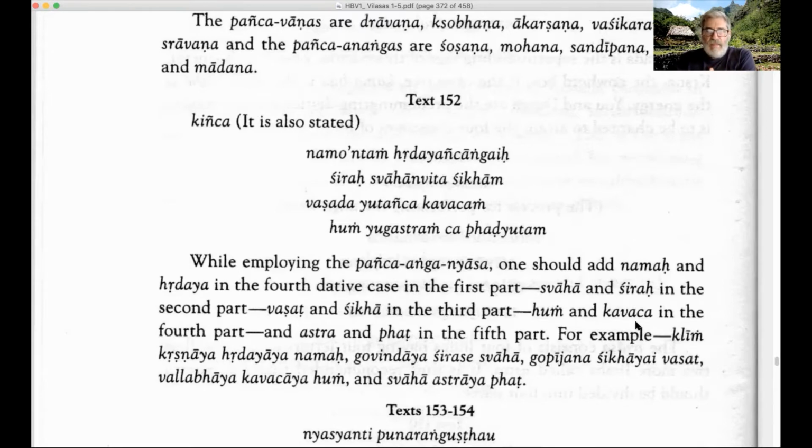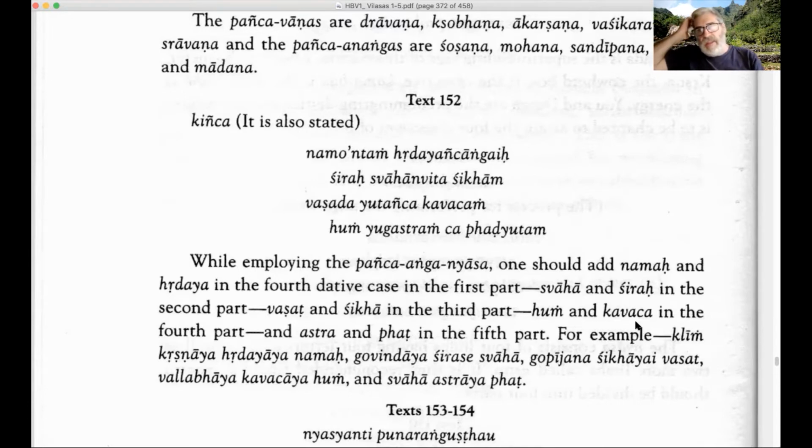So Hridayaya and Namaha go together, right? Govindaya Shirase Swaha. So Shirase and Swaha go together. Gopijana Shikaya Vashate. So Shikaya and Vashate go together. Valabhaya Kavachaya Hum, right? So Kavachaya and Hum go together. And Swaha Astraya Pate, right? So Astraya and Pate go together. So this is very common, right? So this is for all Anganyasas. This is the normal rule.